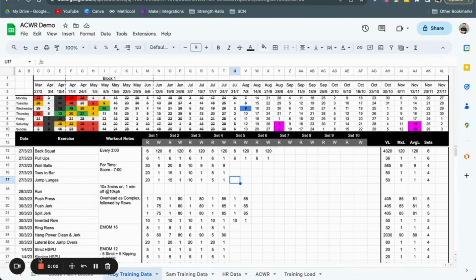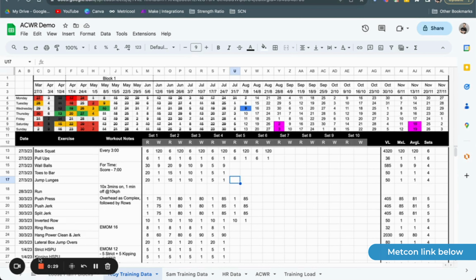Okay, so in this video, I'm just going to go over how I've used acute to chronic work to rest ratio in Google Sheets and how I've calculated it. In this scenario, I actually was just using it as a bit of an experiment and looking at whether it was manageable to do it with volume load, particularly with this being a CrossFit athlete. So we're just looking at different ways that you might be able to quantify what they're doing.